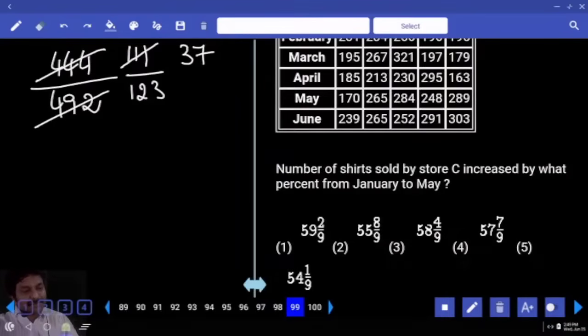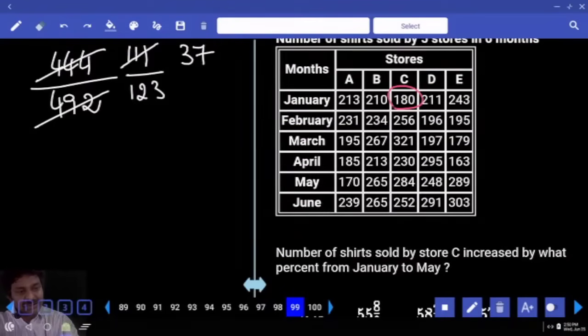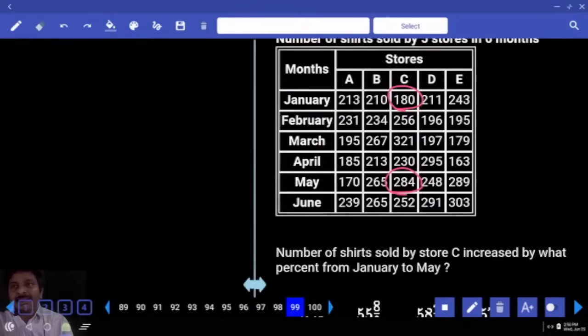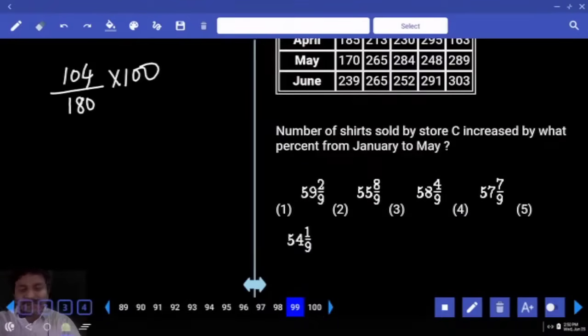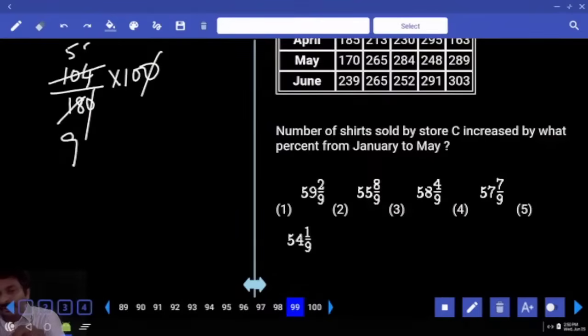The number of shirts sold by C increased by what percent from January to May? C, January to May. 180 becomes 284, increased by 104, from 180 into 100. Look at the options, they are very close to each other. 57, 58, 59, 54, 55, close to each other. What is the denominator? Everywhere it is 9 only. 9 fives are 45, 70, 7 times. There is only one option which starts with 57.